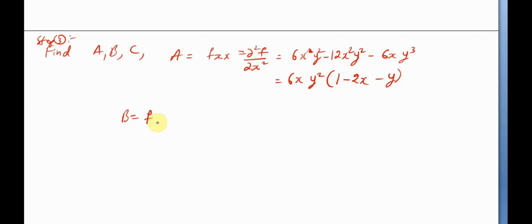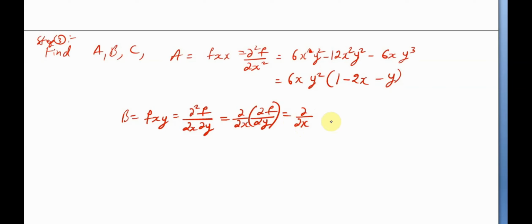B is equal to f_xy, where we can see very easily this is dou square f upon dou x dou y. So please remember here, friends, this is differentiated first with respect to y, and then we are going to differentiate this with respect to x. So first I will substitute the dou f upon dou y. It is already done, so just write down the same: 2x cube y minus 2x raised to 4 y minus 3x cube y square. I'm going to differentiate this with respect to x now, so it will become our b.